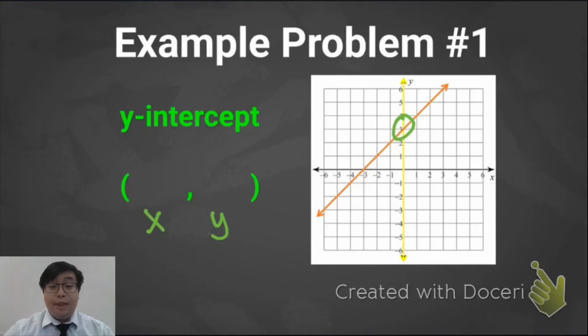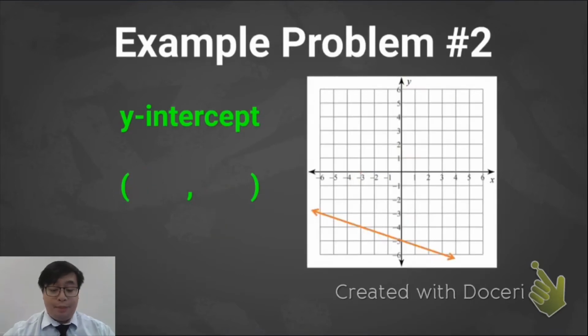So since my y-axis is located right in the center, I'm not shifting left and right at all, that x value is going to be 0. And then in order to reach that point, I need to move up 3 spots, so the y value is going to be 3. So the y-intercept for this point is going to be (0, 3).